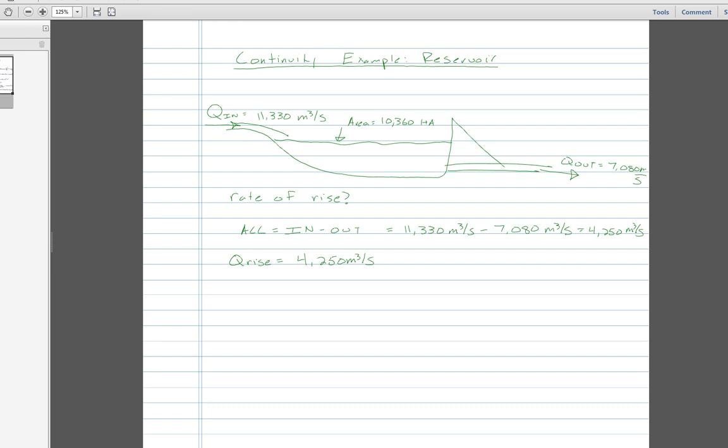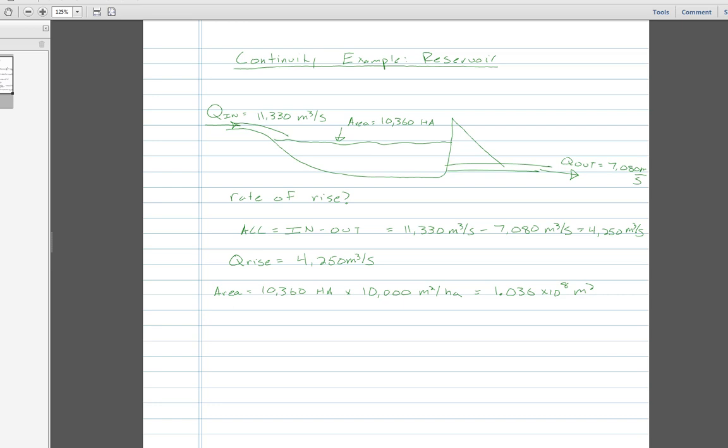Now, taking into account the area, for an area of 10,360 hectares, the unit of a hectare is probably unfamiliar to many of you. There are 10,000 square meters in a hectare, and so that works out to, for this reservoir, a surface area of 1.036 times 10 to the 8th square meters.